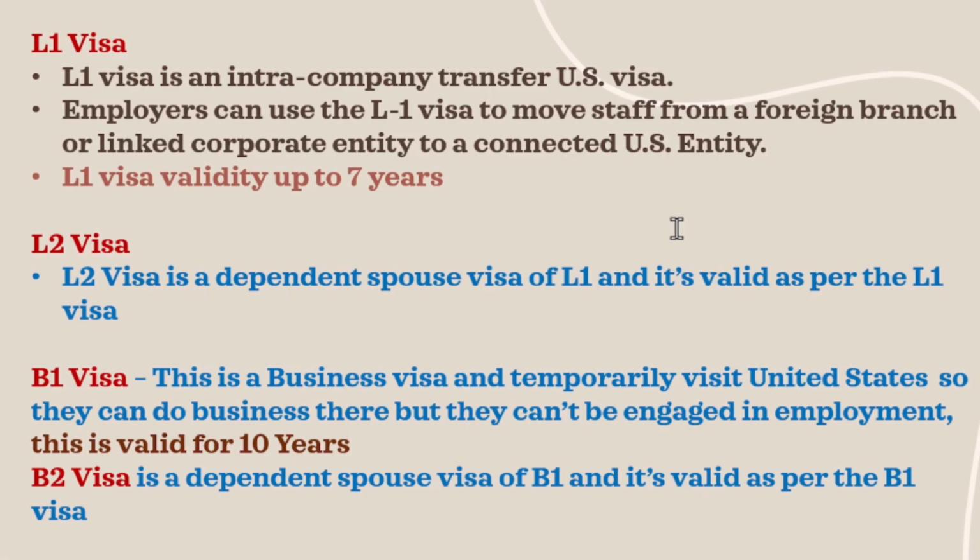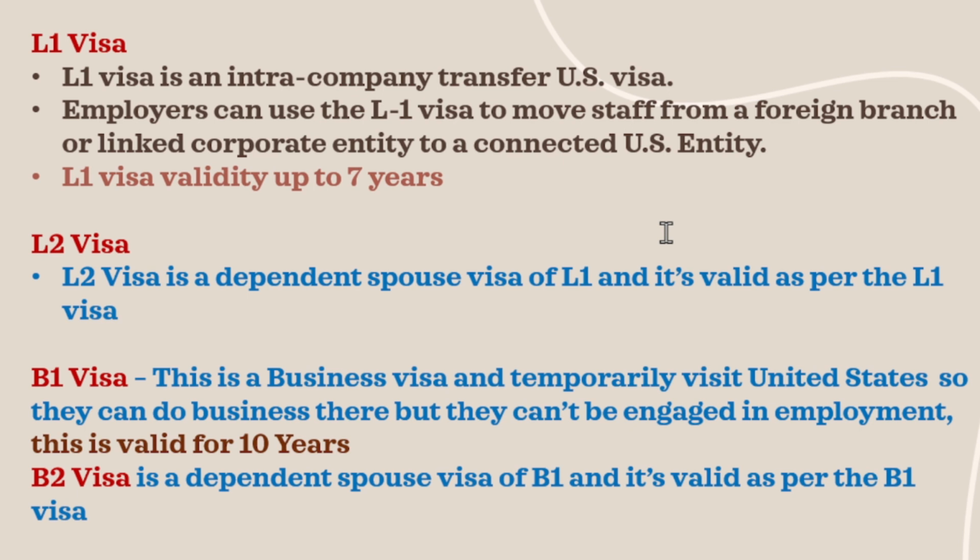Next is the L1 visa. The L1 visa is an intra-company transfer US visa. Here, employers can use the L1 visa to move staff to a foreign branch or linked corporate entity, or to a connected US entity. L1 visa validity is up to 7 years. Then the L2 visa. The L2 visa is a dependent spouse visa of L1 and is valid as per the L1 visa.